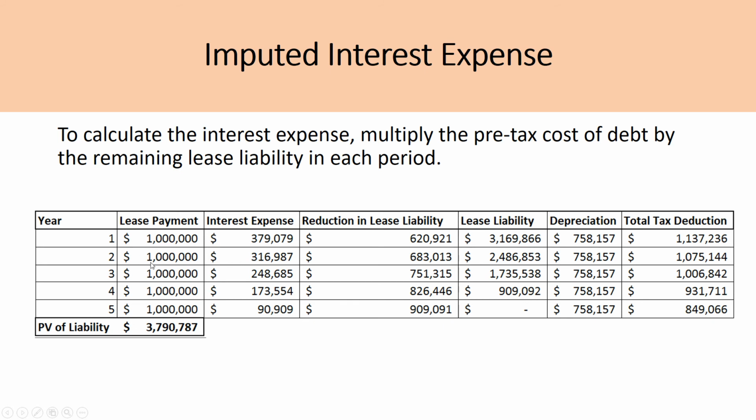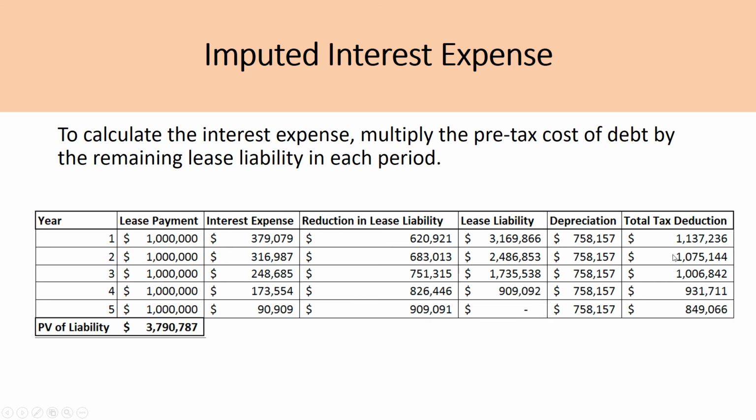The difference between $1 million and $316,000 is the reduction in lease liability of $683,000, and then we subtract this from the remaining lease liability in year 1 to get the remaining lease liability at the end of year 2 of $2,486,853. Right? And as always, you have the straight line depreciation charge of $758,157.